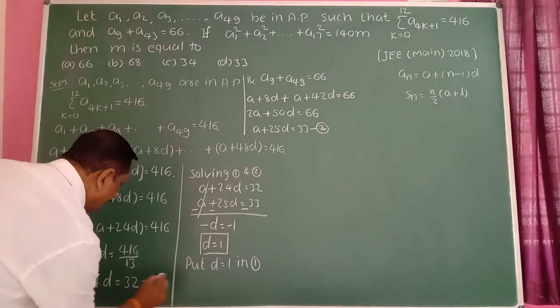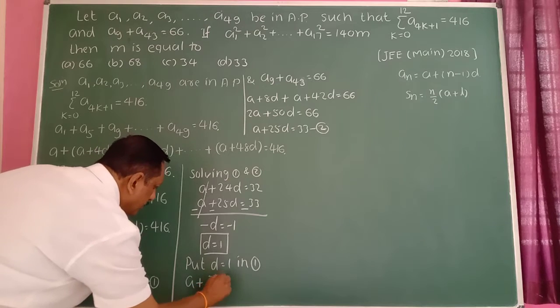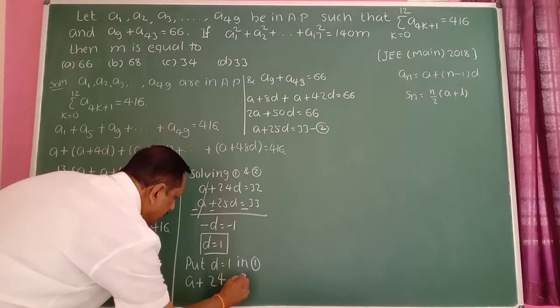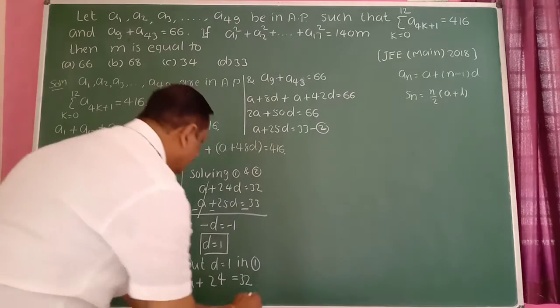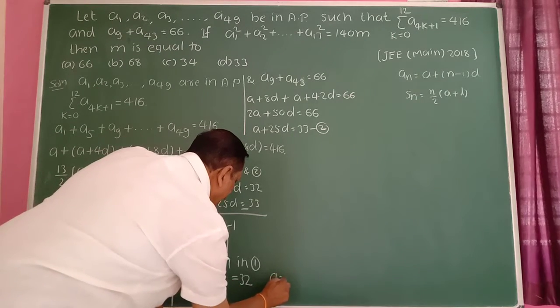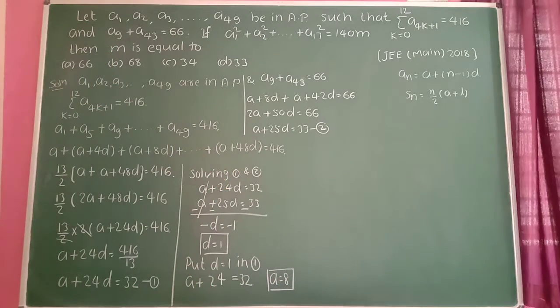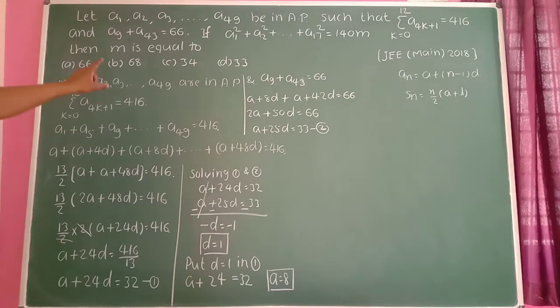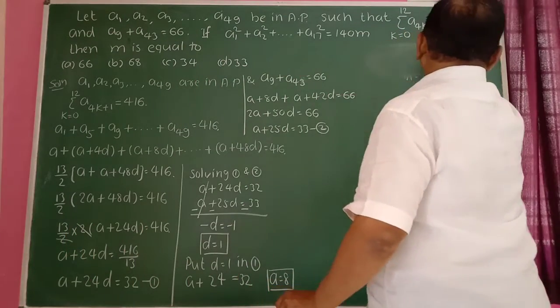So, A plus 24 into 1 is 24, is equal to 32 here. Take the 24 to the right hand side. Therefore, the value of A is equal to 8. Use this result here. They are already given here.